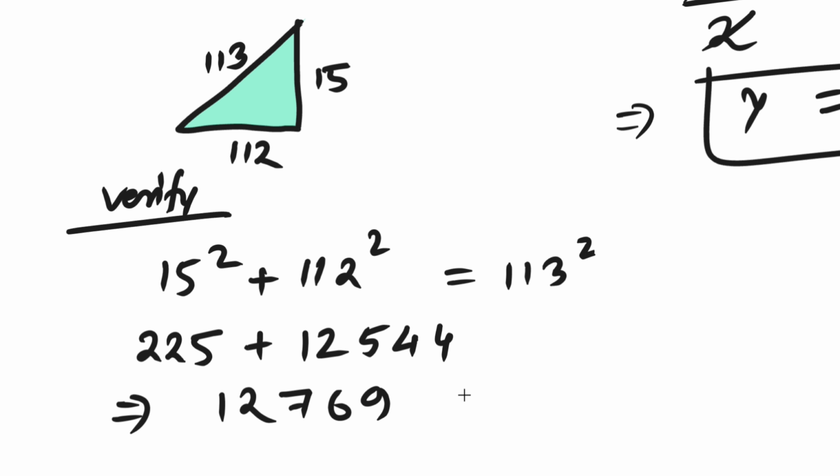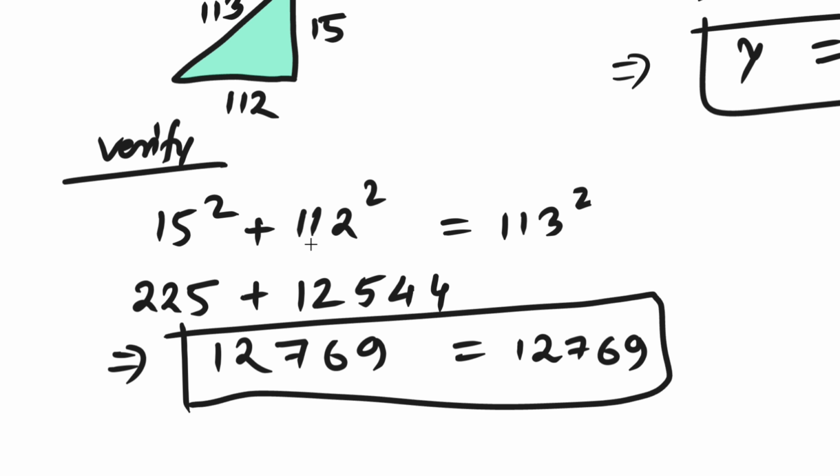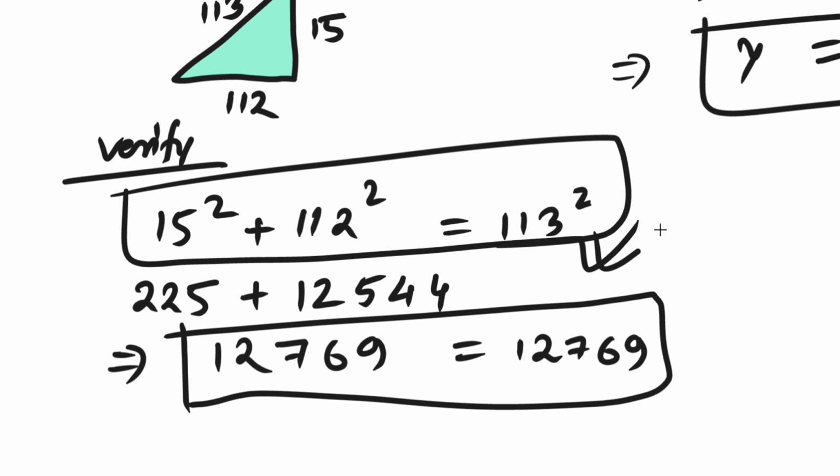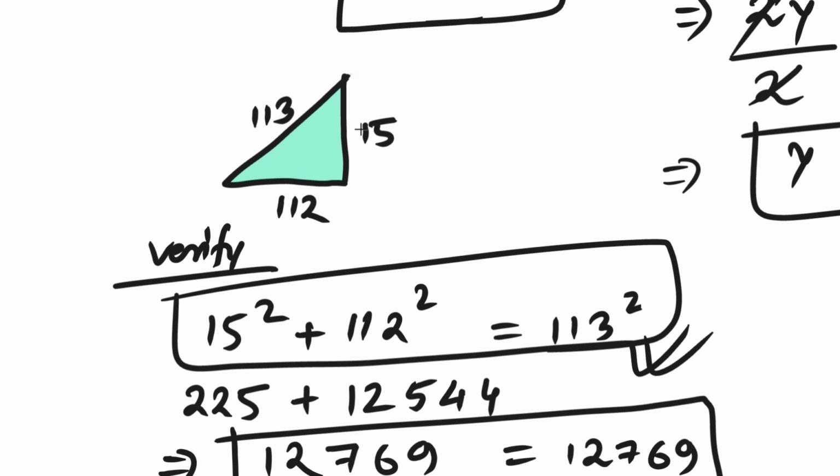113 squared is also 12,769. So the Pythagorean theorem checks out. That gives us our first valid triangle.